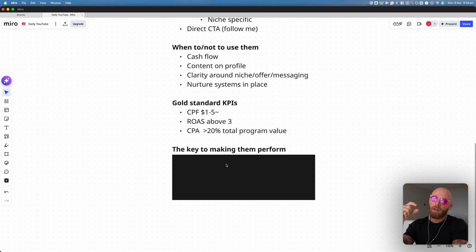So for me, I like to shoot for a 20% or less CPA of the total program value. So an example of this would be, let's say your fitness coaching offer is $2,000, 20% of that 2K is $400. So if the CPA is $400 or less, you're sitting in a very good spot. That means you're profiting $1,600 on top of that.